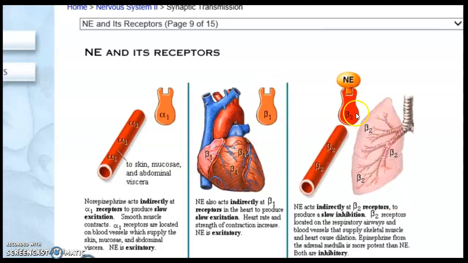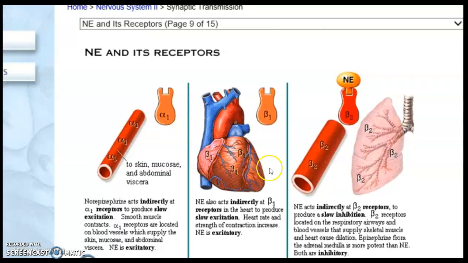Now, we also have beta 2 receptors, which are found in blood vessels. It acts indirectly at beta 2 receptors. Okay, so it's acting indirectly, but it's also going to be inhibitory. And where are my beta 2 receptors? Well, notice, it's a slow inhibition. Notice that I'm going to have the beta 2 receptors on certain blood vessels.